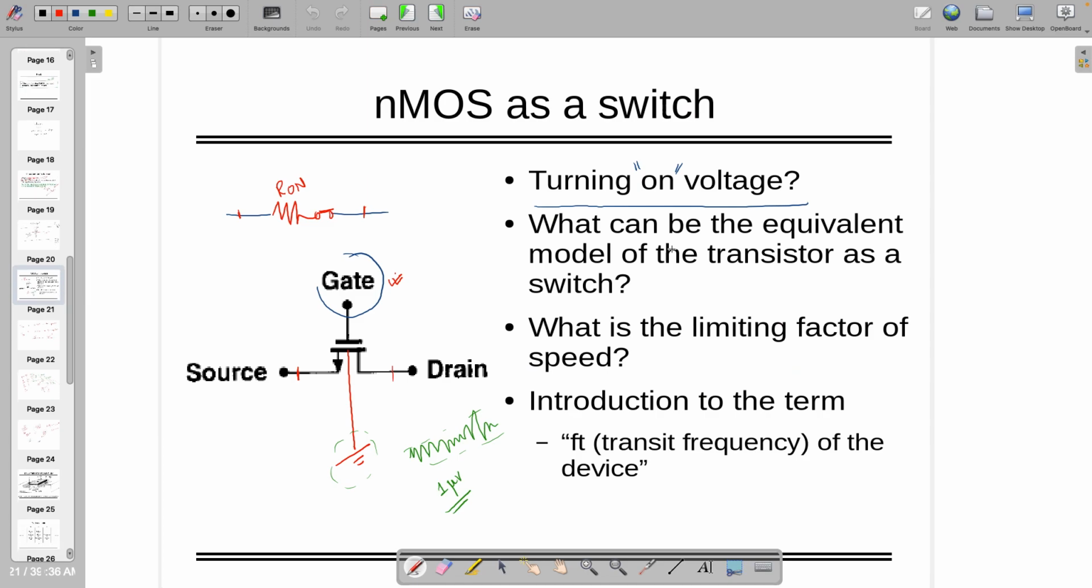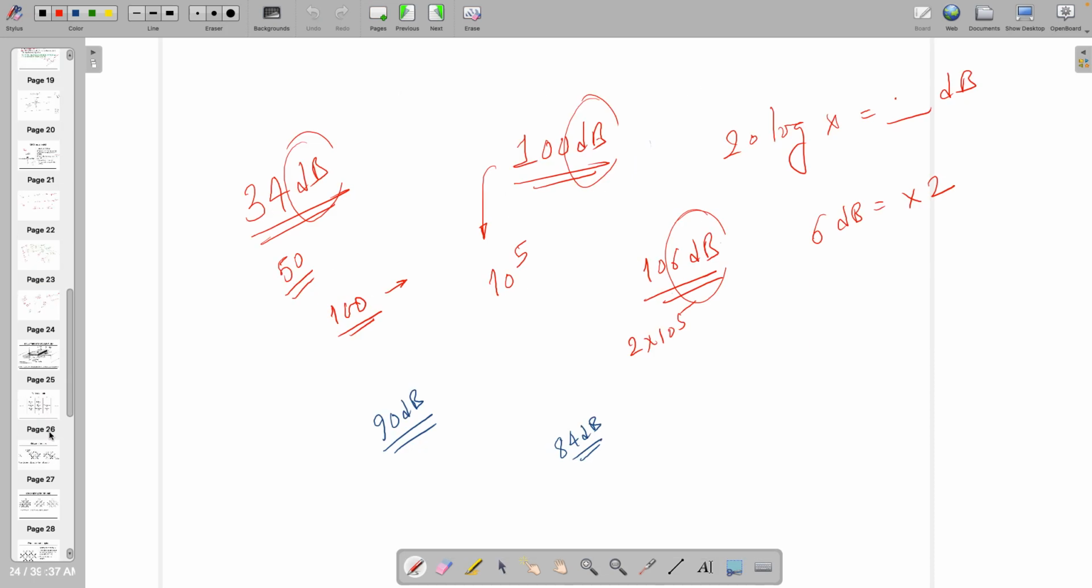So this is the model. What is the limiting factor of speed? The limiting factor of the speed is coming from FT of the device, right? FT of the device, which is transit frequency, is going to limit the overall system performance, because lots of transistors will be together, where you are not only talking about these things, but other things will also come.